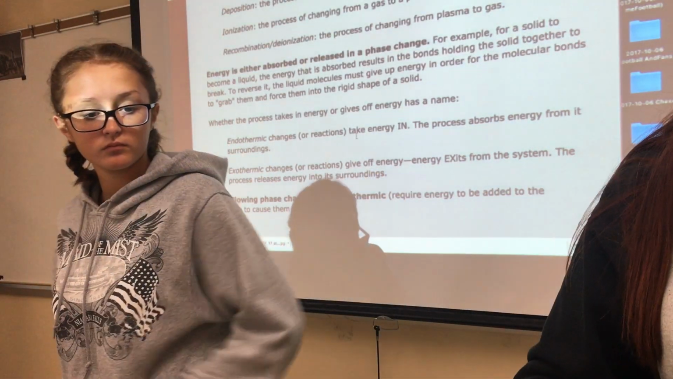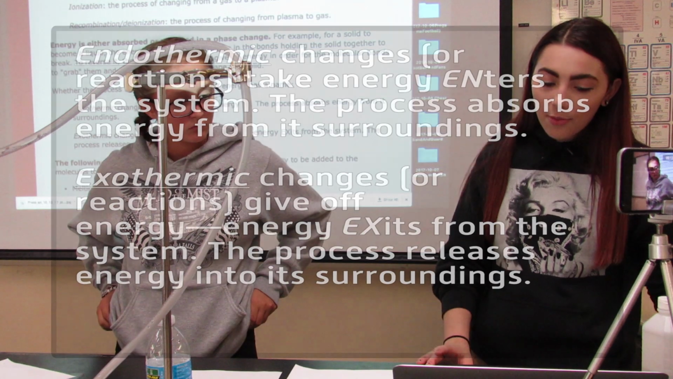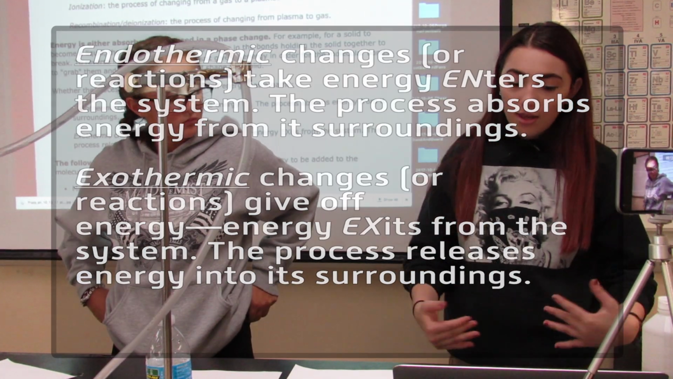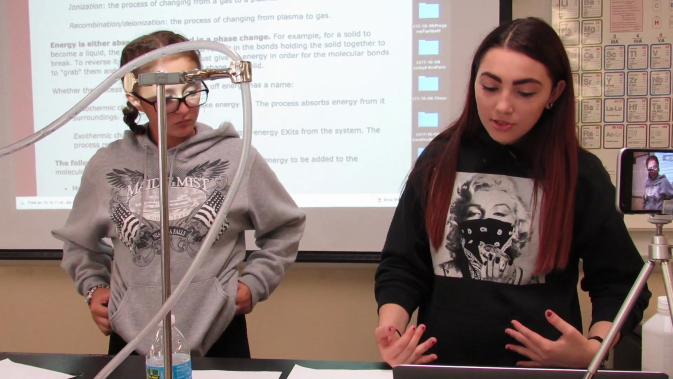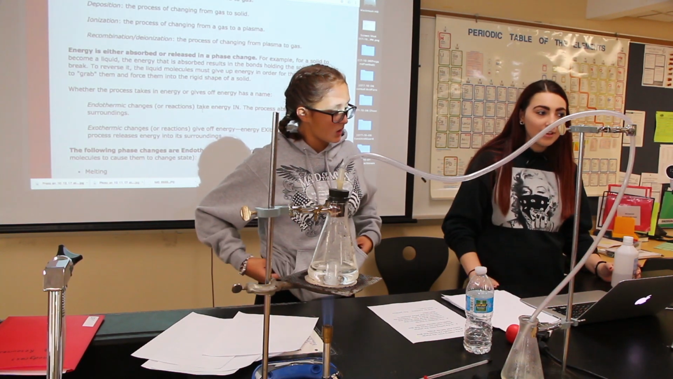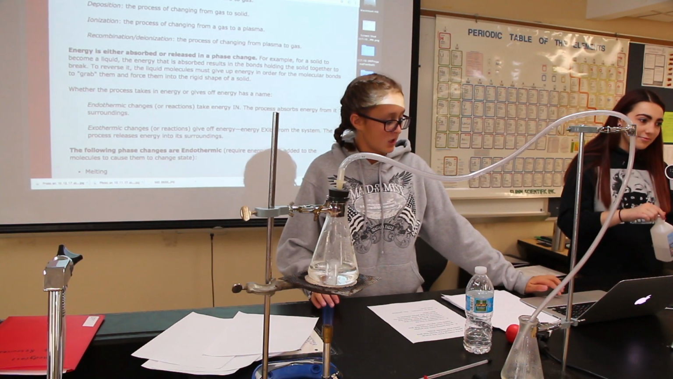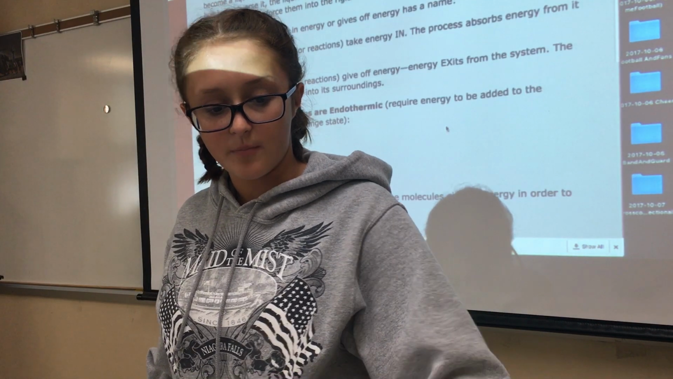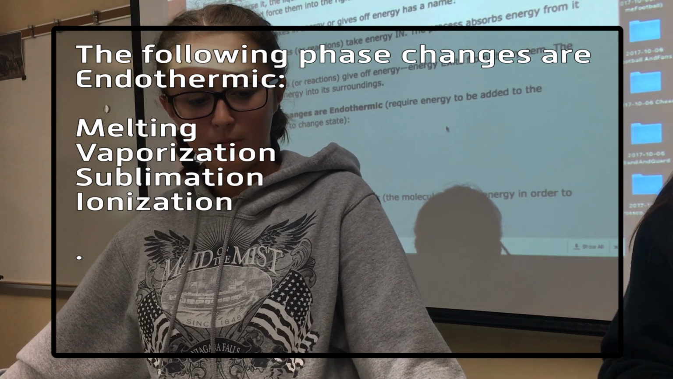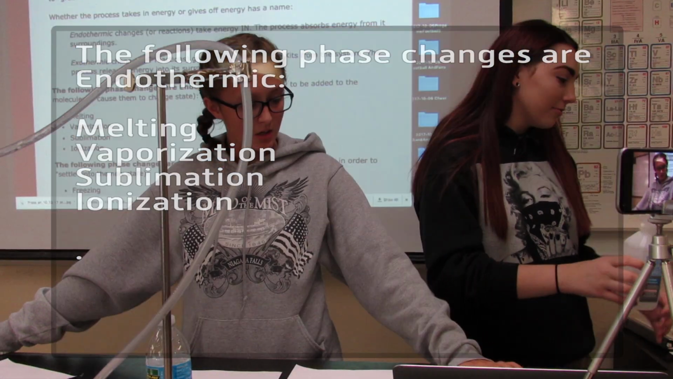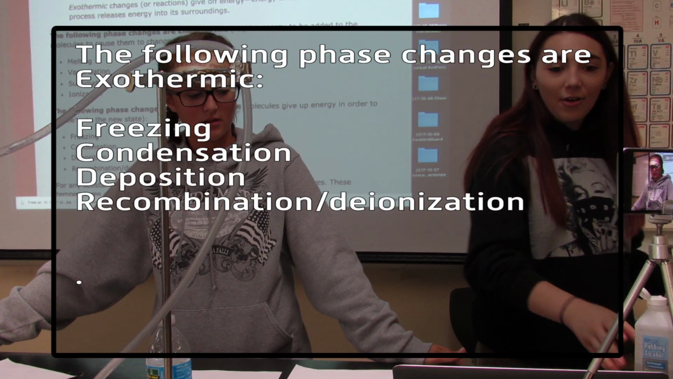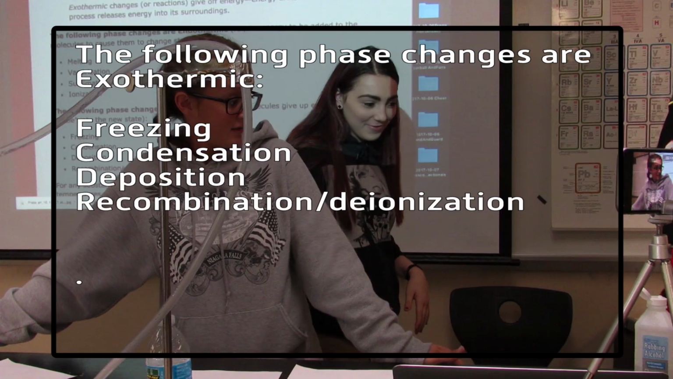Okay, so then the endothermic changes and the exothermic changes. Endothermic is a process that absorbs energy, so it's taking energy in, and exothermic is giving off energy, so energy exits from the system. Certain phase changes are endothermic: melting, evaporation, sublimation, and ionization. And then exothermic are freezing, condensation, deposition, and recombination and deionization.